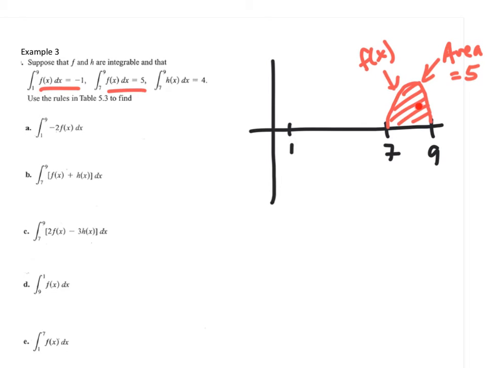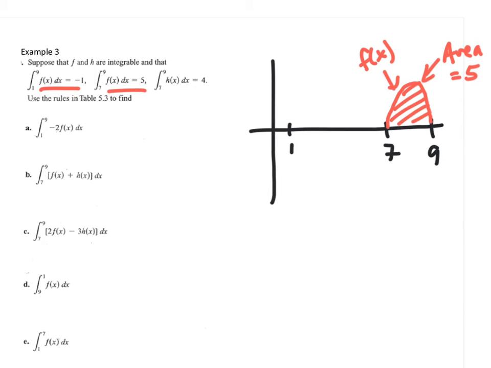Okay? Now I know that this area had to be 5. So then the question is, what's the area from 1 to 7 under f of x? What would that have to be? So what do I have to add to 5 to get negative 1? And the answer is negative 6.